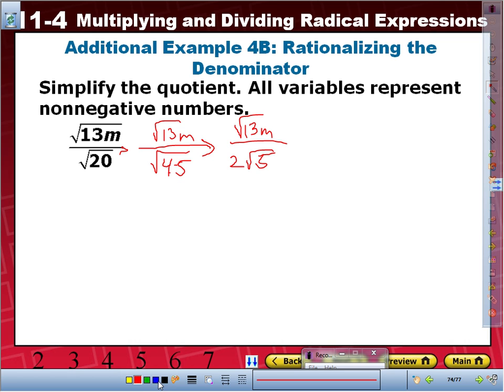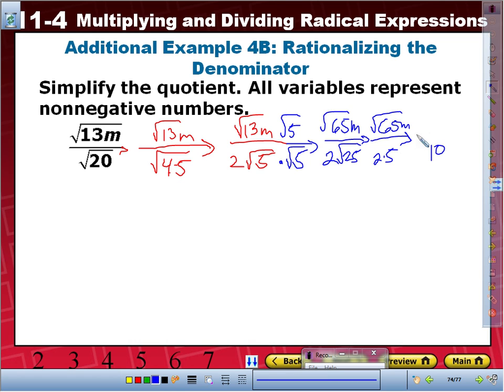So now, what am I going to multiply the numerator and denominator by? Square root of 5. This becomes square root of 65m over 2 square root of 25. What is square root of 25? 5. So this is square root of 65m over 2 times 5, which becomes 10. And this is square root of 65m. Can we change 65m? That's going to be 13. We can't find the square root of 13 or 5.